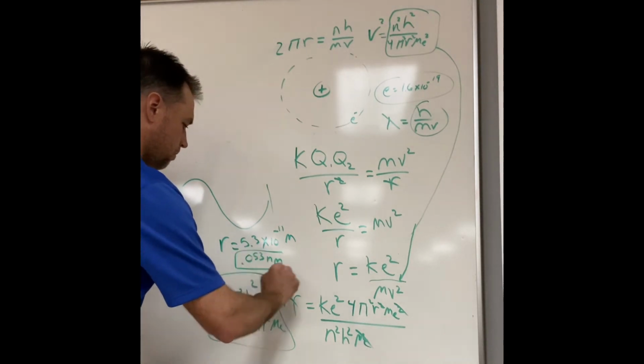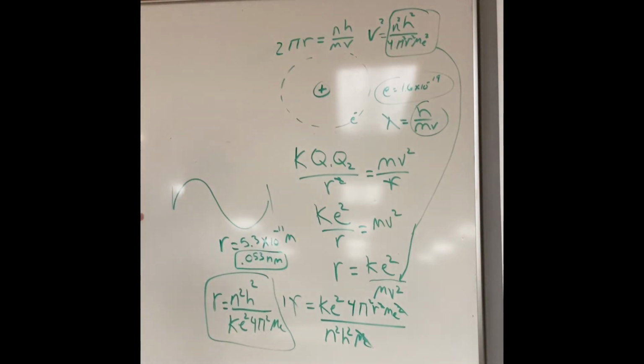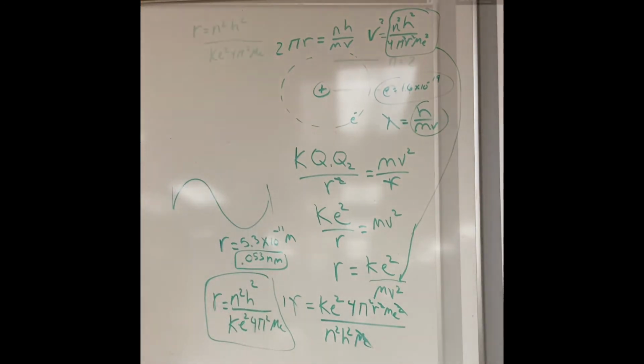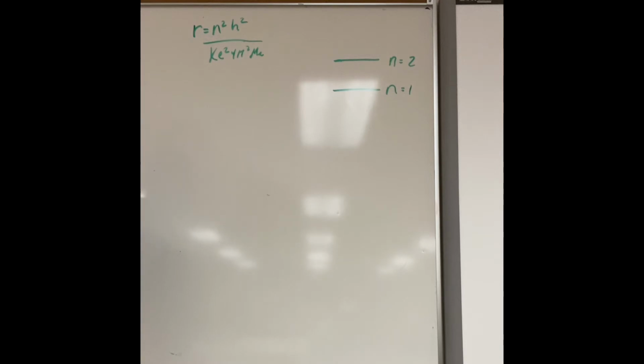So now we know the first energy level's radius. All right, so we know that the closest radius that we can have our electron at is 0.053 nanometers, but it can be at different radiuses, which Bohr called energy levels.